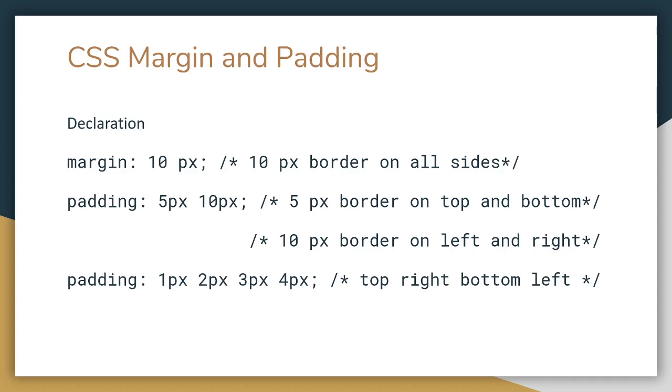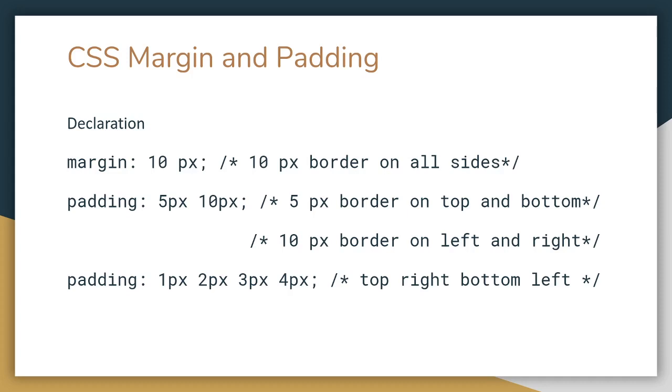So margin, 10px. There's 3 different ways of declaration, really. There's the one argument declaration, 2 argument declaration, and the 4 argument declaration. So the 1 argument declaration basically handles the border on all sides.